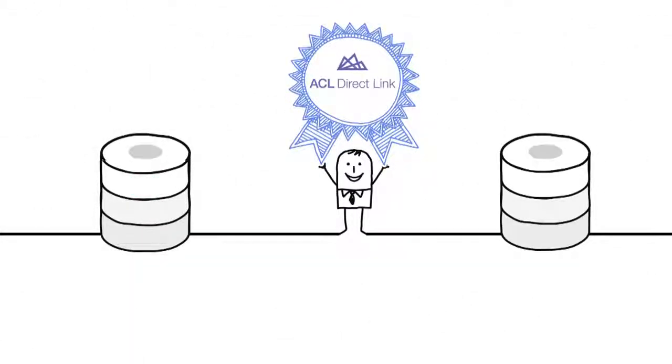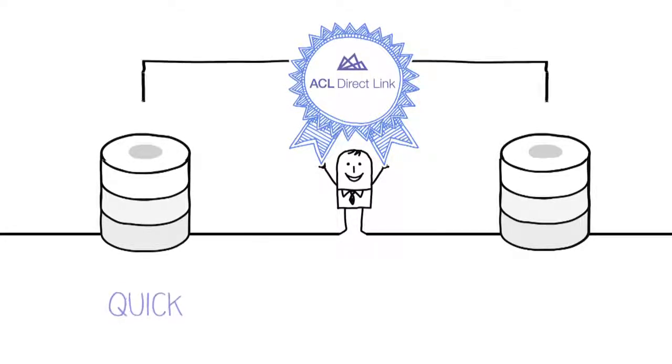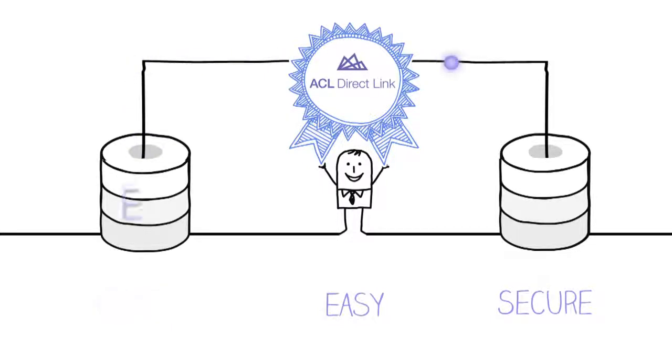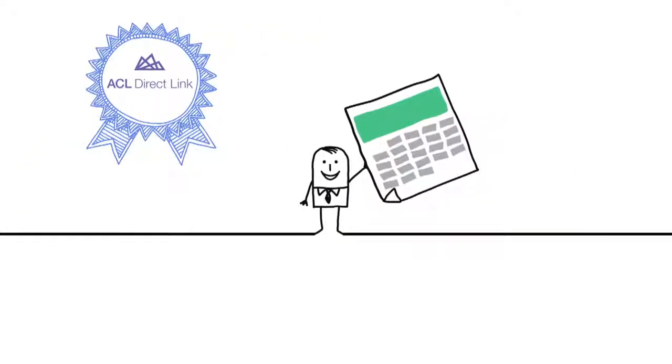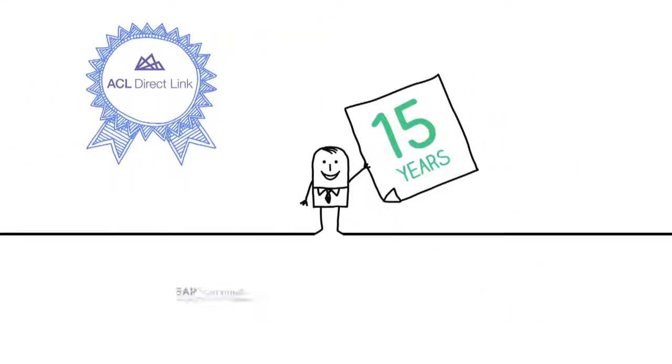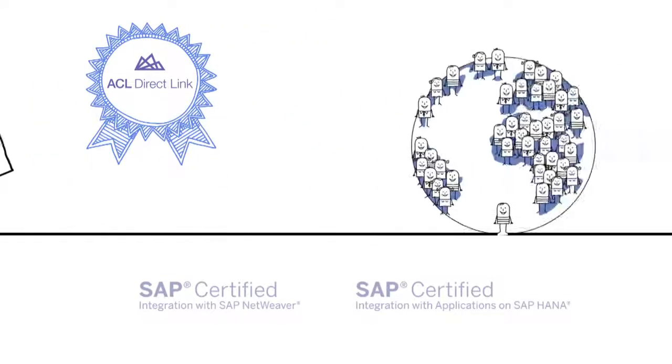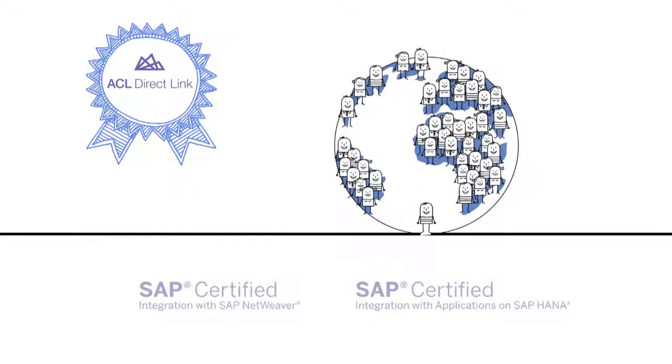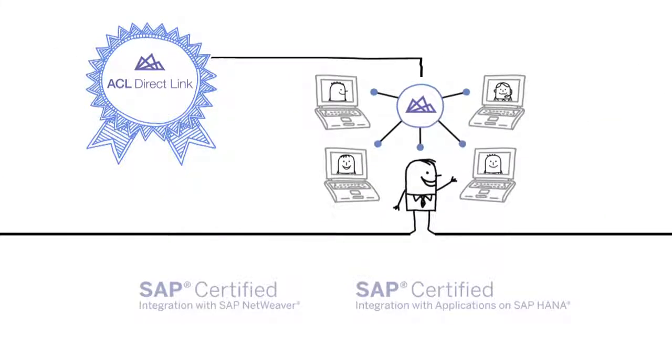ACL Direct Link provides a data connector for SAP that is certified by SAP. It provides a quick, easy, and secure method for accessing this useful data within an SAP ERP and SAP CRM system. ACL Direct Link has been in use for over 15 years and approved by SAP basis administrators around the world with over 1,000 SAP implementations. It provides many of our customers with access to their data when they need it the most.